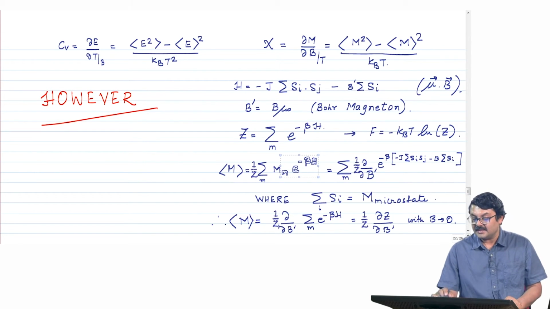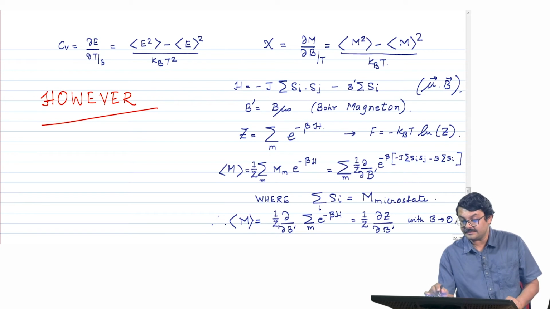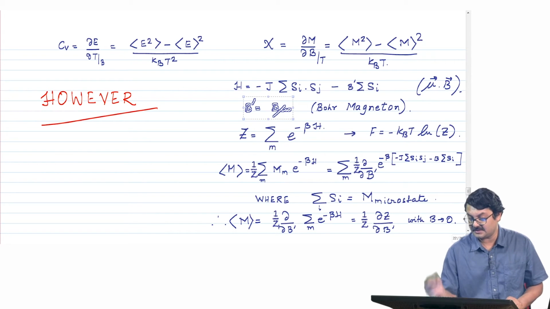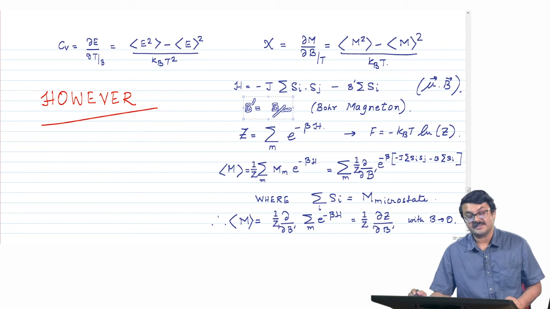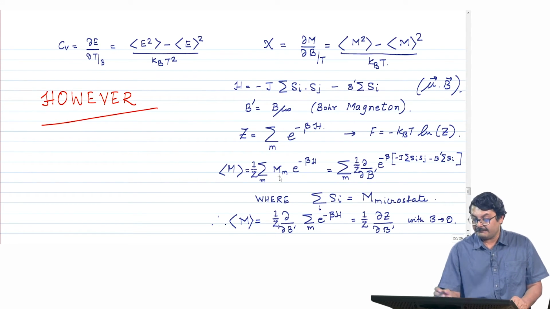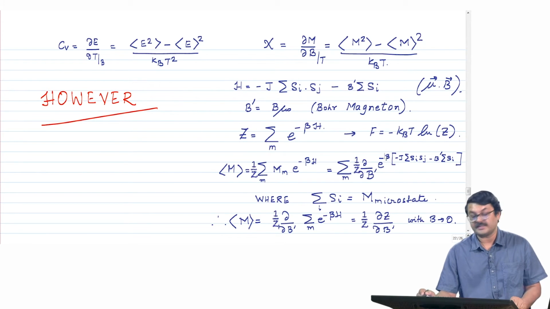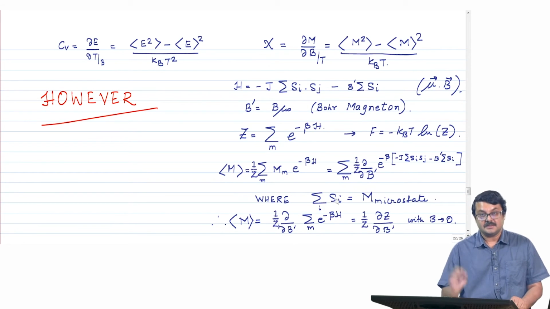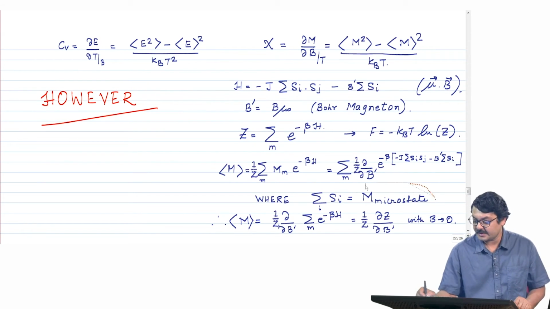And this can be written as the sum over all microstates of minus del del B dash, B dash being the magnetic field expressed in terms of the Bohr magneton, acting on e to the power minus beta, 1 by k_B T, times minus J sum of Si dot Sj minus B dash sum of Si. If you take a derivative with respect to B dash, this sum of Si will come down. This is an exponential function, and the total sum of all the spins in the lattice is nothing but the magnetization of that microstate.